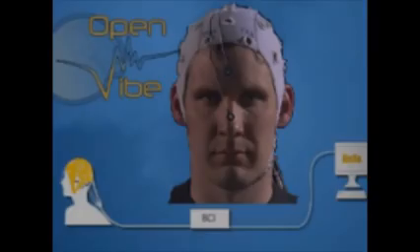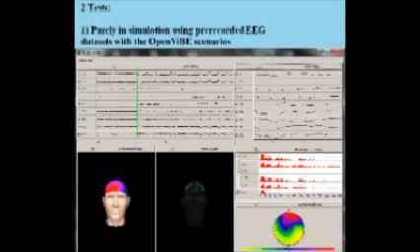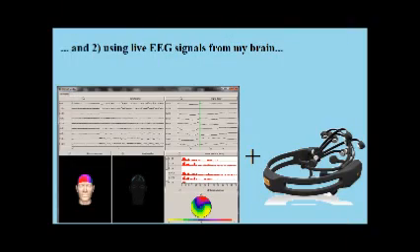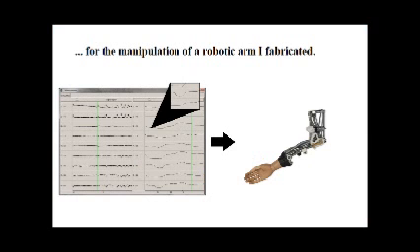To do so, I created two custom scenarios in OpenVibe, a widely used open-source signal processor, one for user training and one for real-time use. I performed two different tests, a simulation test and a live EEG test using signals gathered from my brain, and compared the pattern detection accuracy achieved with my scenarios with that achieved by the default OpenVibe BCI scenarios.